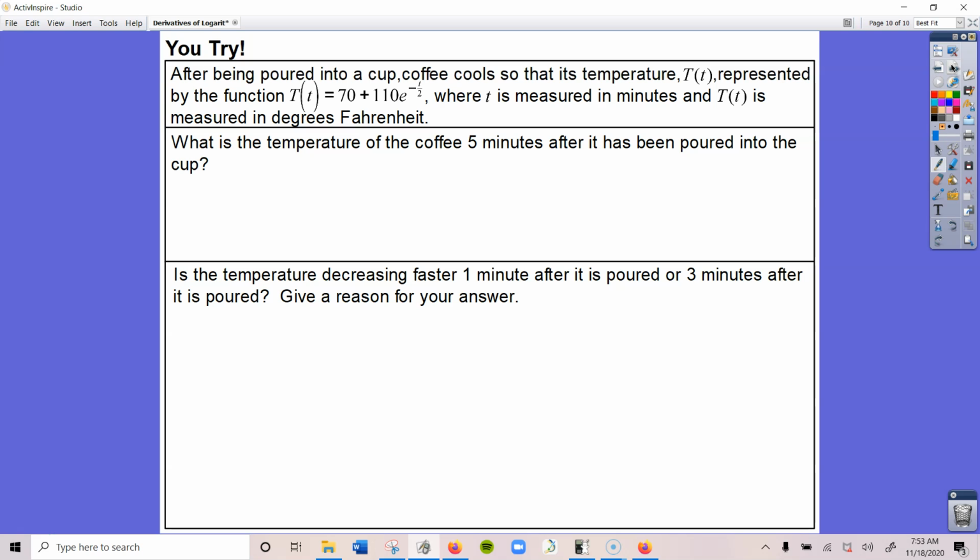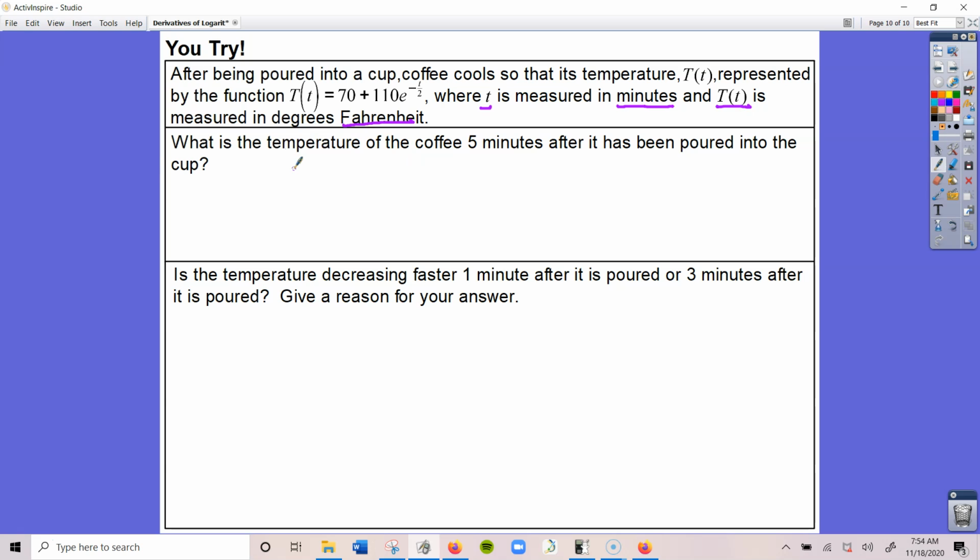After being poured into a cup, coffee cools so that its temperature, T of t, is represented by the function T of t equals 70 plus 110 e raised to the negative t over 2, where t is measured in minutes and T of t is measured in degrees Fahrenheit. So this is nice because your units are outlined here for you. t is minutes and T of t is degrees Fahrenheit. What is the temperature of the coffee 5 minutes after it has been poured into the cup?